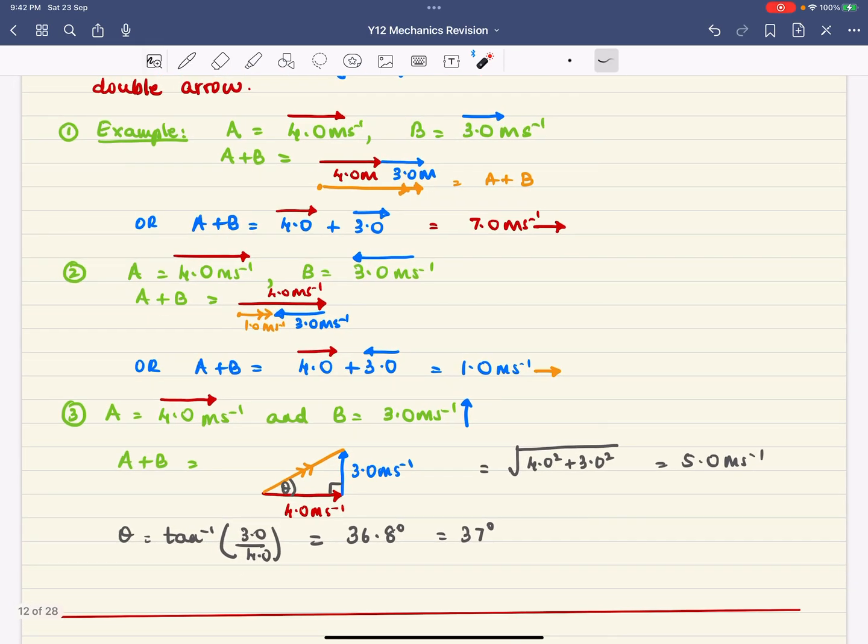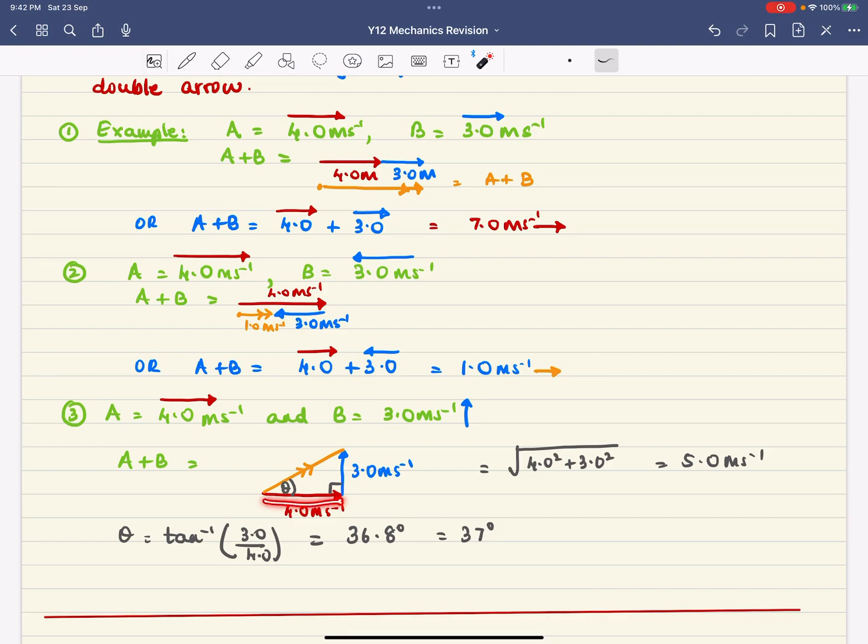4 is pointing to the right, so your resultant vector also points to the right. You can also have vectors which are at an angle to each other, and I've got two vectors which are 90 degrees to each other. So your A plus B addition is commutative. You can do B plus A, which is the same as A plus B.